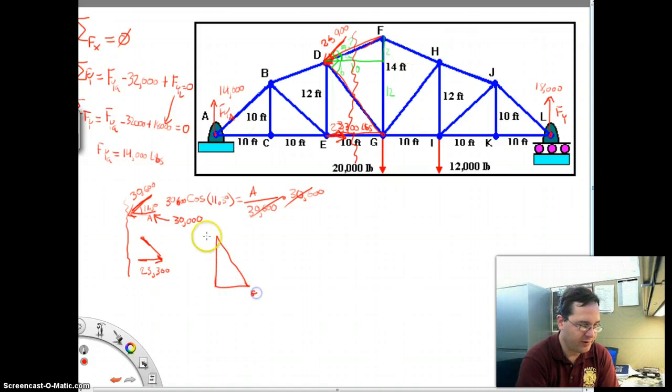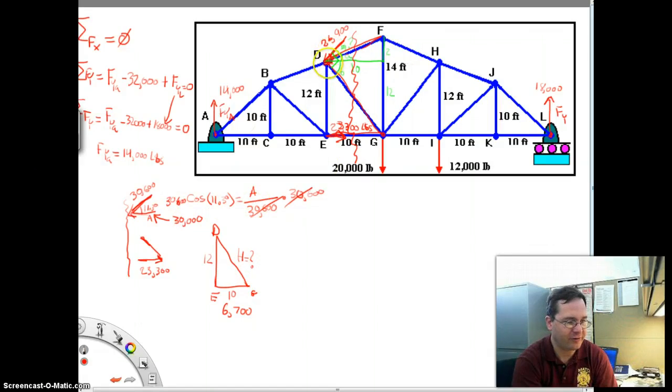So as I think about member DG, let's redraw this triangle. Here's point G, here's point D, here's point E. I know this triangle is 10 feet on this side, 12 feet on this side. In terms of force, it's 6,700 pounds on this side. The question becomes, what's the force up here in the hypotenuse, which we don't know. Is this in tension or compression? Well, if there's a 30,000 pound thrust leftward at the top and a 23,000 pound rightward thrust on the bottom, this has got to be in tension.